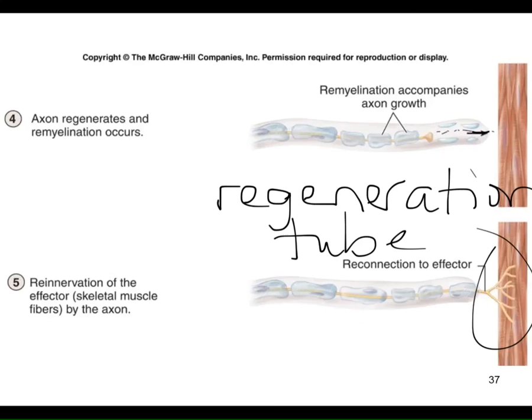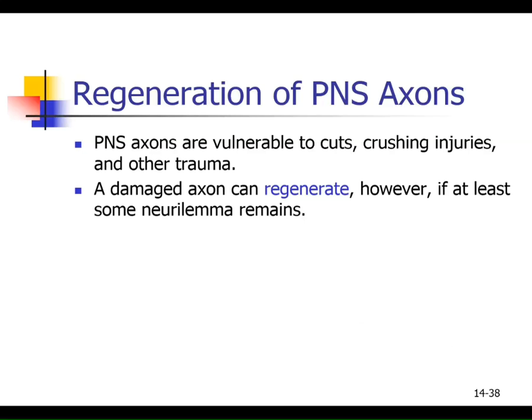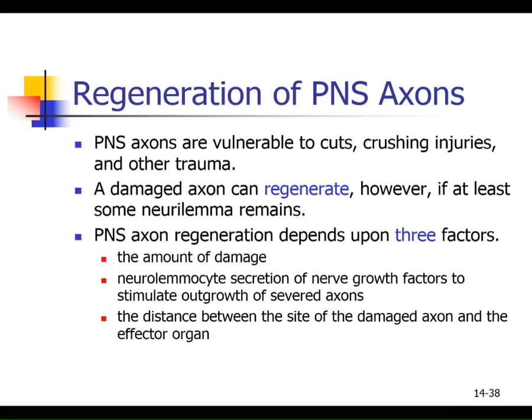And here's why, right? There's some rules here as to what can happen. If you have a cut or a crushing injury to some neurons, there can be regeneration, not of the entire neuron, but just of the axon. And here are the three factors that are going to limit that. Number one, how much damage was there? How much crushing damage was there to the neuron or to the axon? Number two, did the Schwann cells get maintained? If the Schwann cells are still there and they start secreting that nerve growth factor, they can create that little rabbit trail, that little trail of breadcrumbs, and the axon can begin to regenerate down that tube.